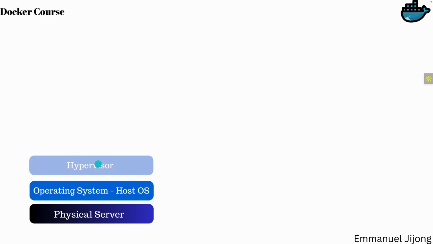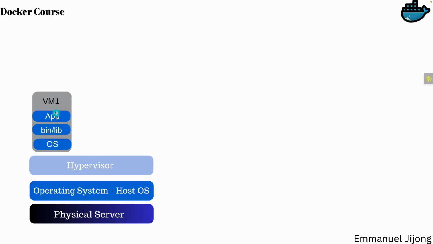Then you would install something called a hypervisor. So basically, a hypervisor is a software that makes it possible to create virtual machines, and it also allocates resources to these virtual machines. Then once you set up your hypervisor, you will then create your virtual machines. Now, if you see this, you're going to notice that each virtual machine will have its own operating system.